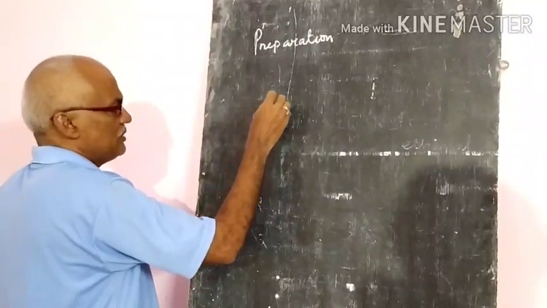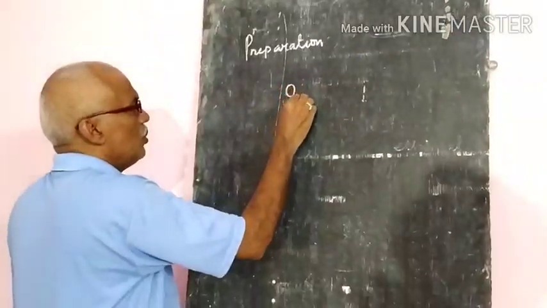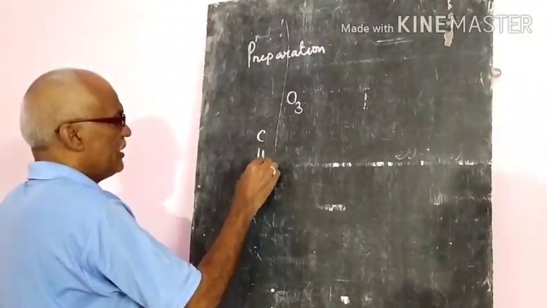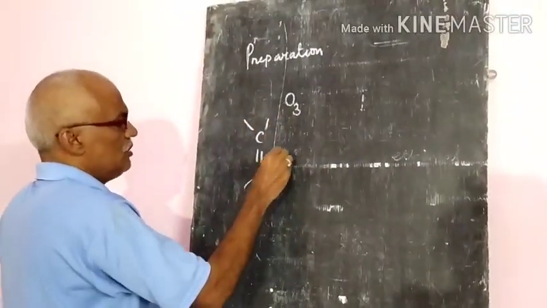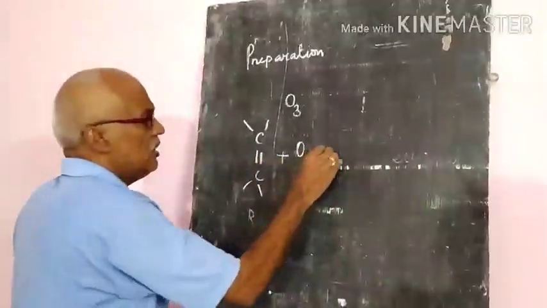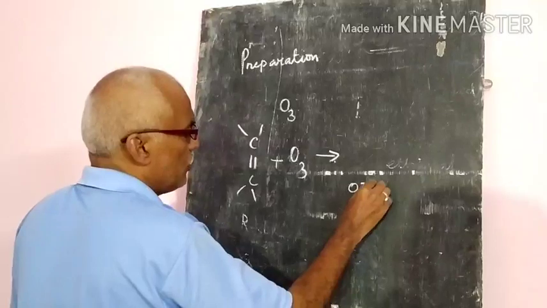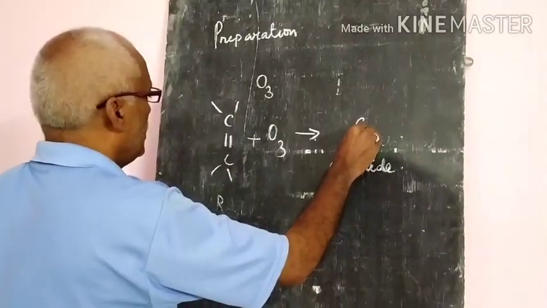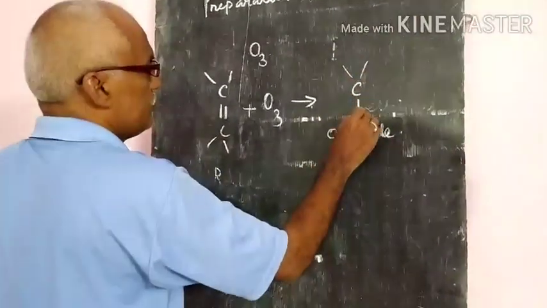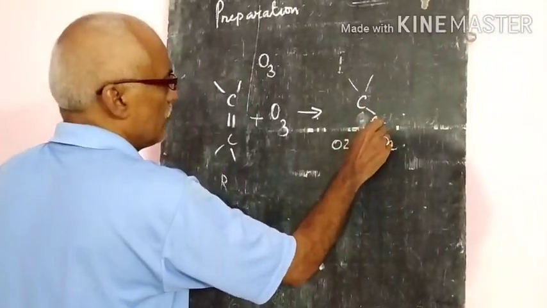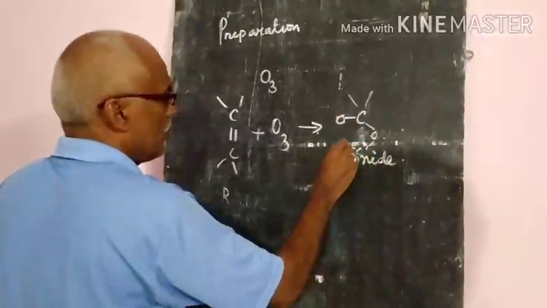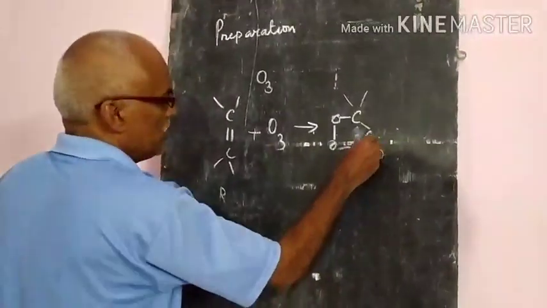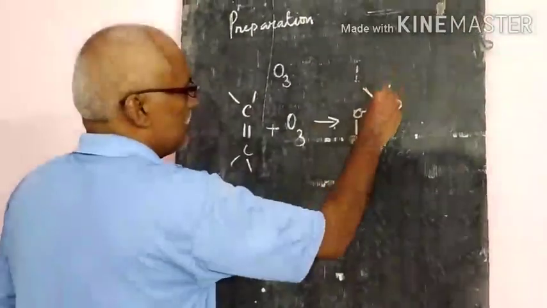But the third one is the most important: from hydrocarbons, that means first one, ozonolysis. Already in 11th class we might have learned ozonolysis of alkenes. Alkene plus O3. First an intermediate compound will be formed that is called the ozonide. So this is the formation of ozonide.